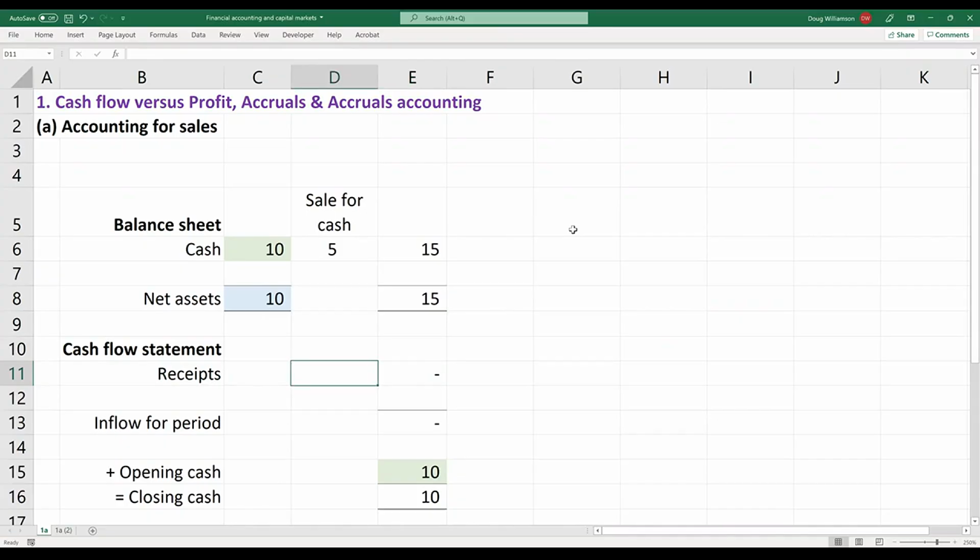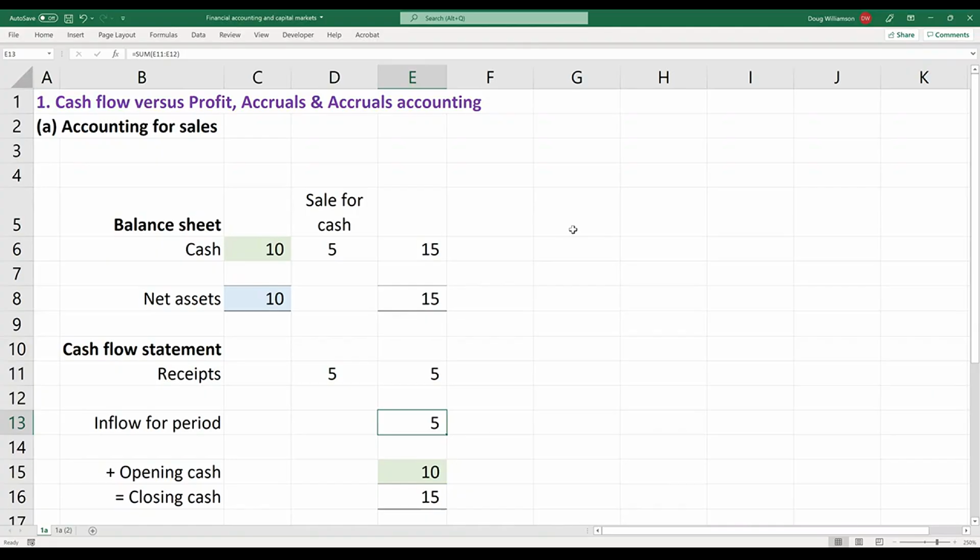The cash flow statement is an explanation of how the cash moved from its opening balance, 10 in this case, to its closing balance, which is 15 in this case. And one way to do it, we can list off the receipts. The receipts are 5. There's no other cash movements in the period, so the inflow for the period is 5.